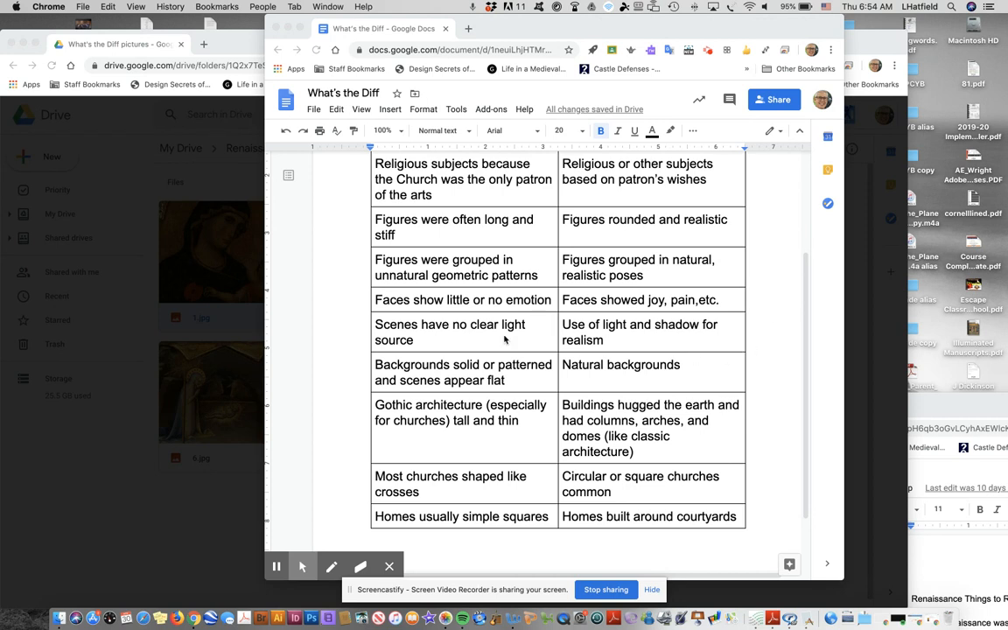In the Middle Ages, there are no light sources. People aren't concerned about that because the main thing here, remember, is religion. So it's telling the story that the patron, the church, wanted them to hear. When we get to the Renaissance, they're more concerned with how it looks. Does it look real? Can you see light coming through a window? Do you have a sense of what's actually going on and how people are feeling?